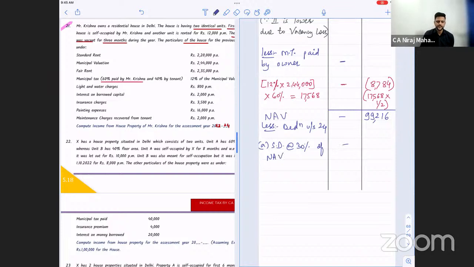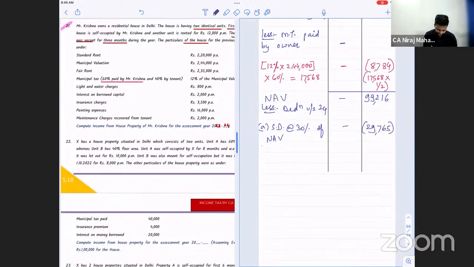So 99,216 into 30%. Give me. 99,000 into 216. 99,216 into 30%. Okay, that was also correct. What did you do then? I was asking NAV, na. And the children, what?